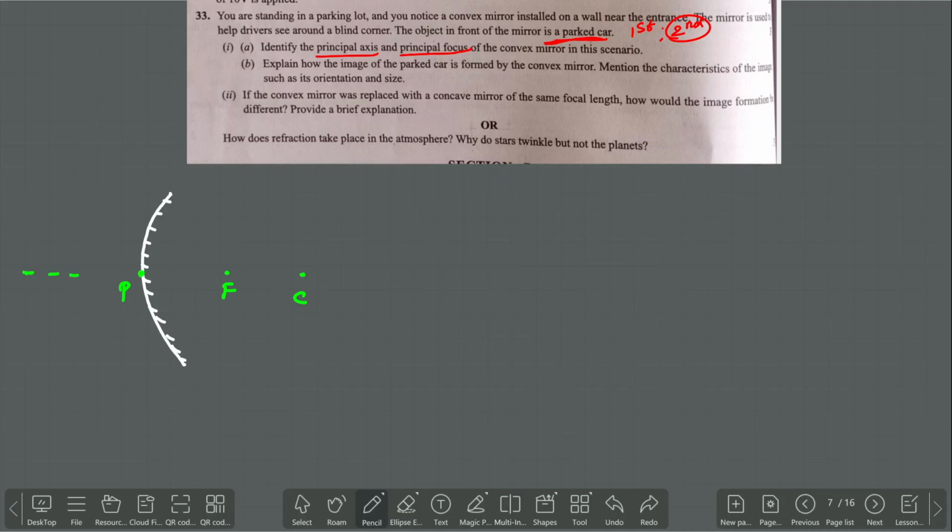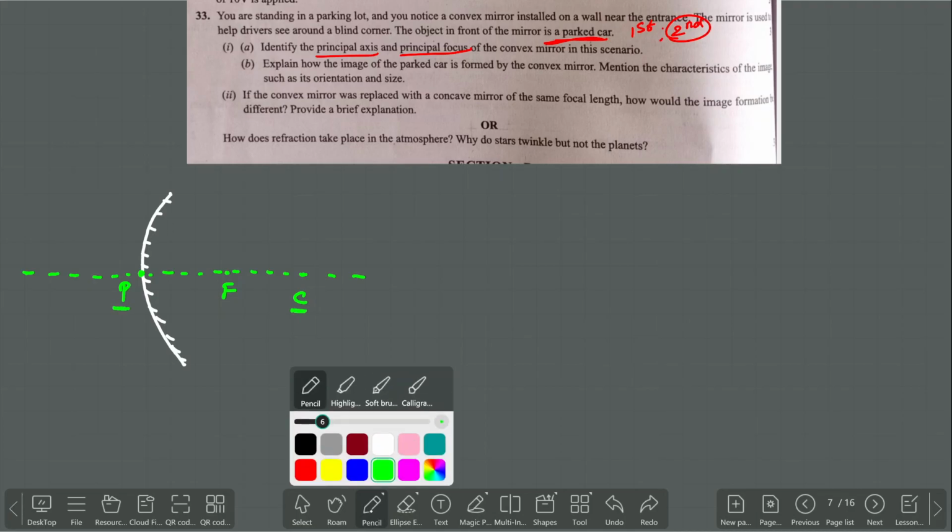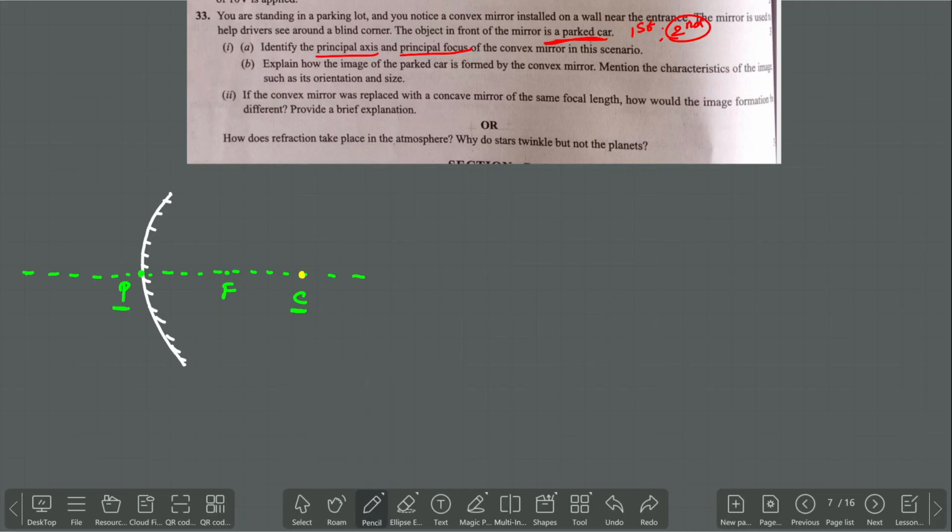So what is meant by principal axis? It is an imaginary line which passes through the center of the mirror, joining the pole and the center of curvature, and is called the principal axis. So now we have written about the principal axis. Next we need to say about the principal focus.